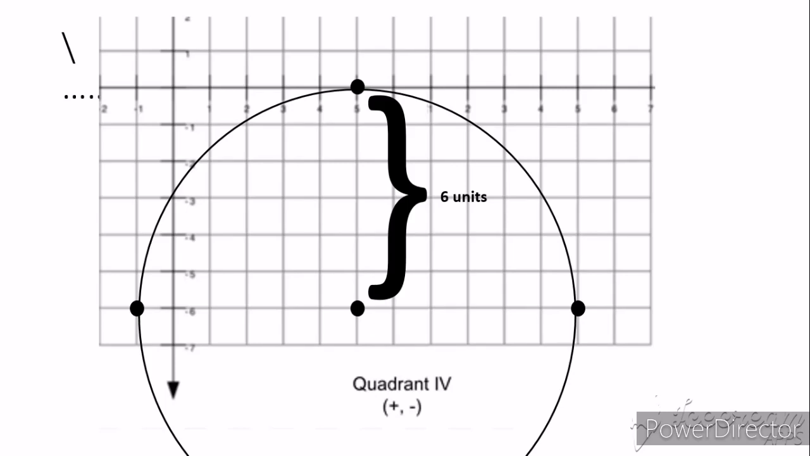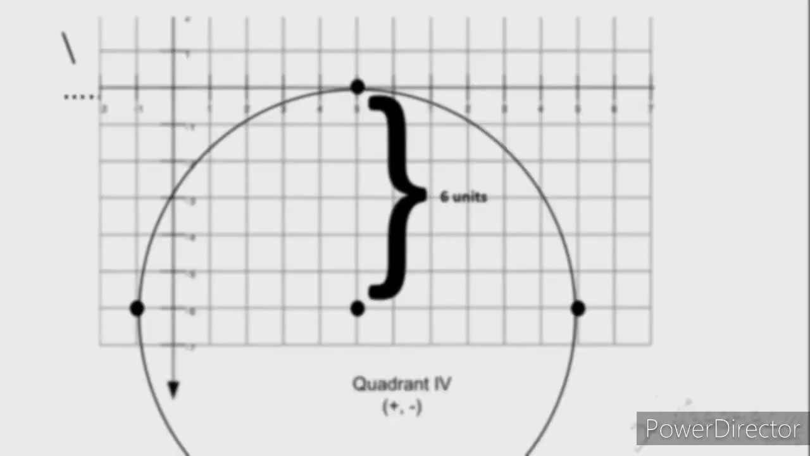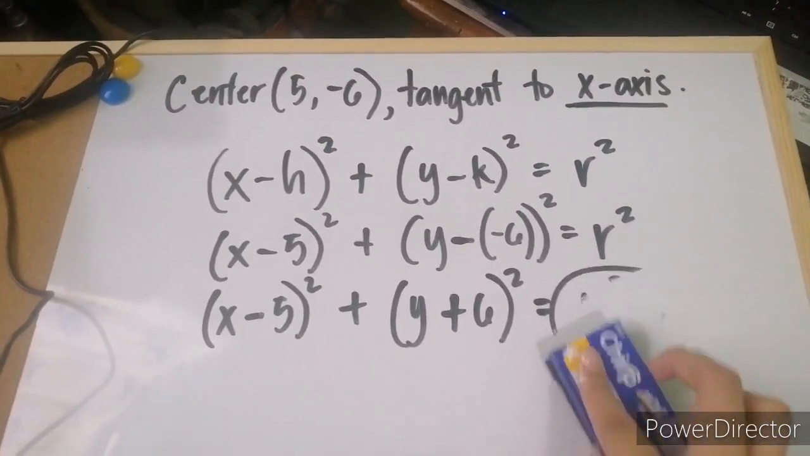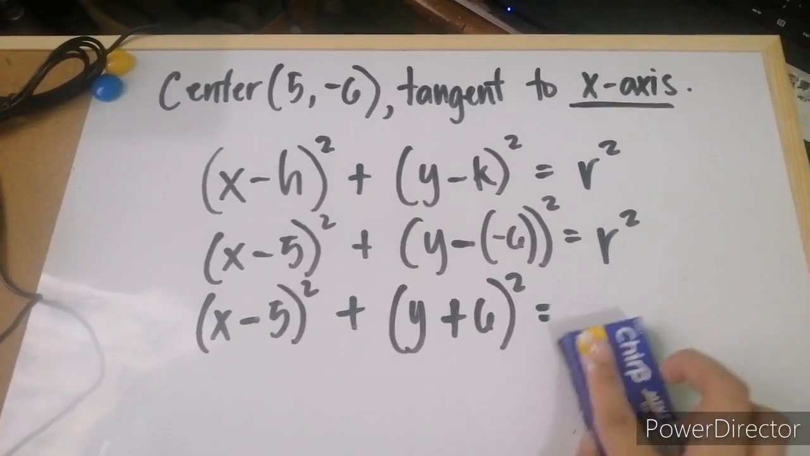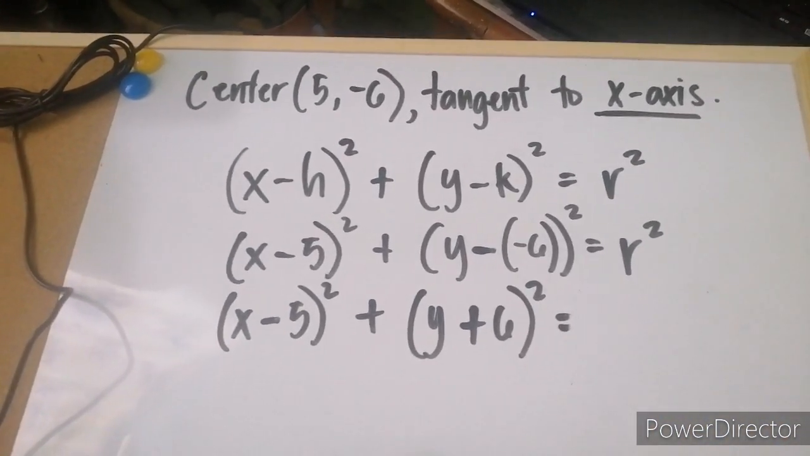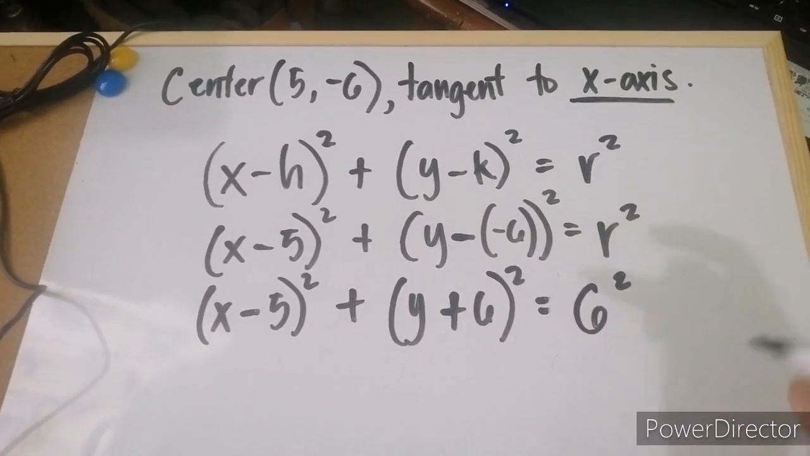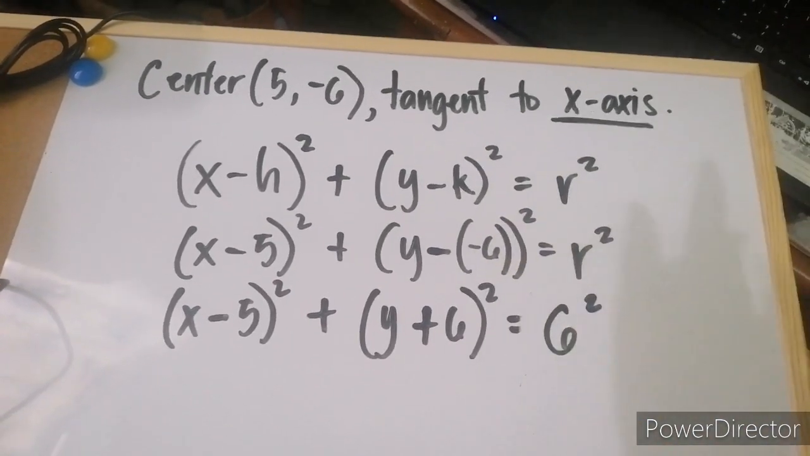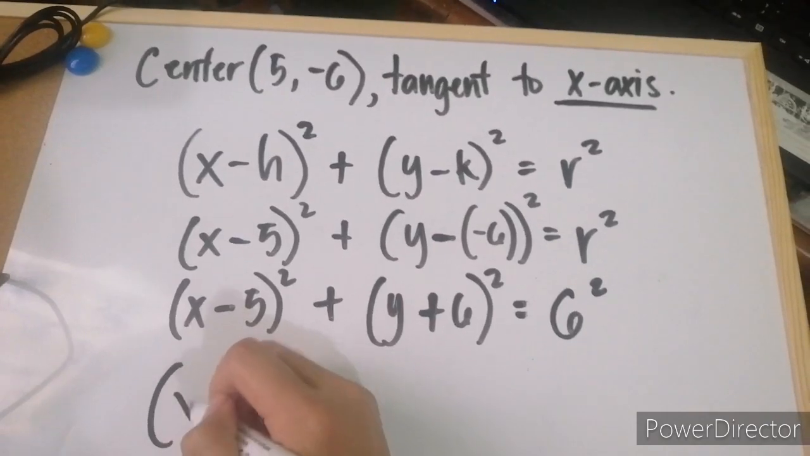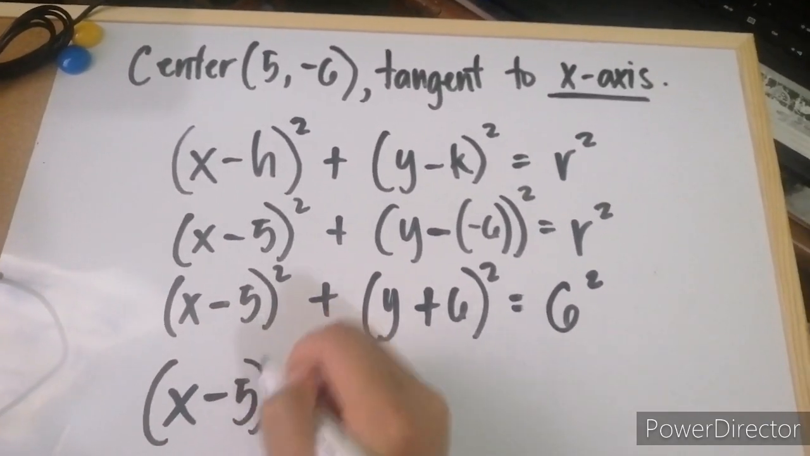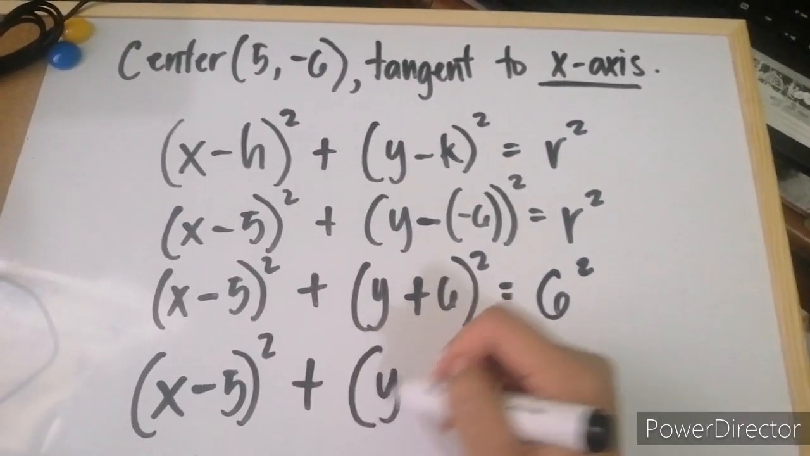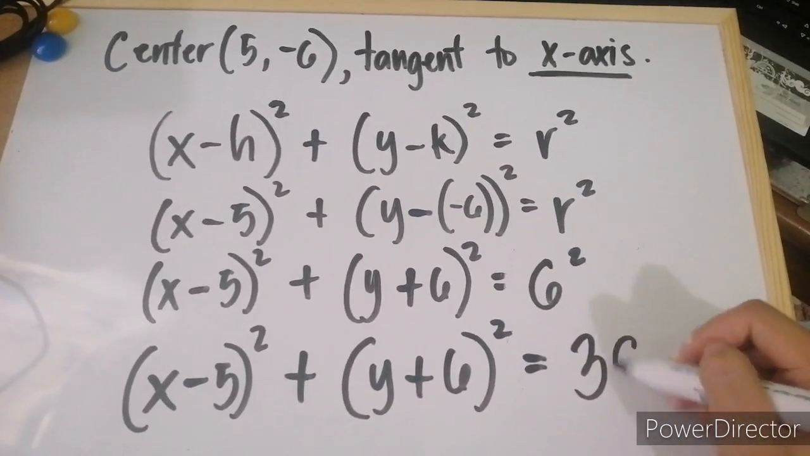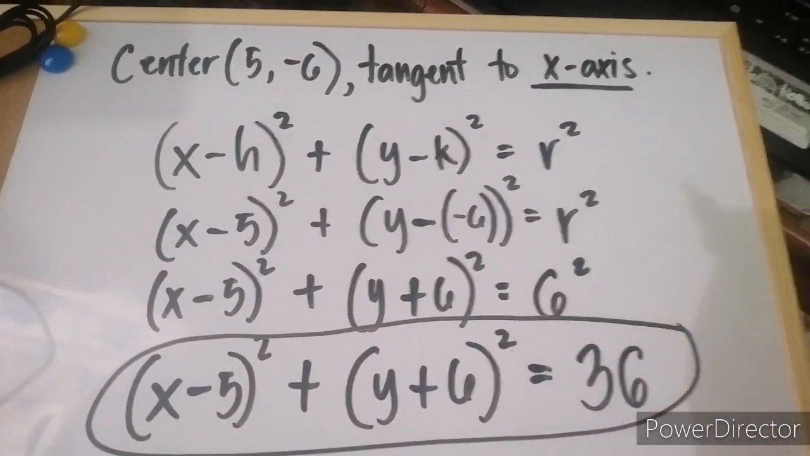Let's go back to our standard equation. Again, our radius is 6 units. Simply erase this and replace r with 6, so we will have 6 squared. 6 squared is equal to 6 times 6, which is 36. So our final answer is (x - 5) squared plus (y + 6) squared is equal to 36. This is now our final answer.